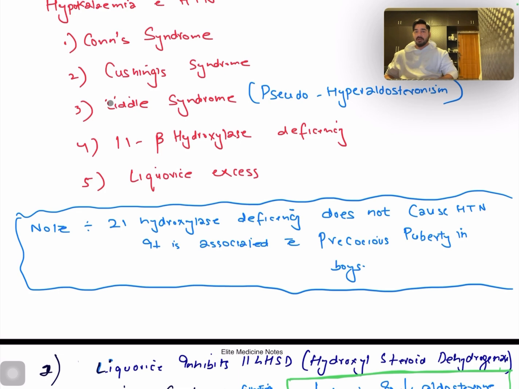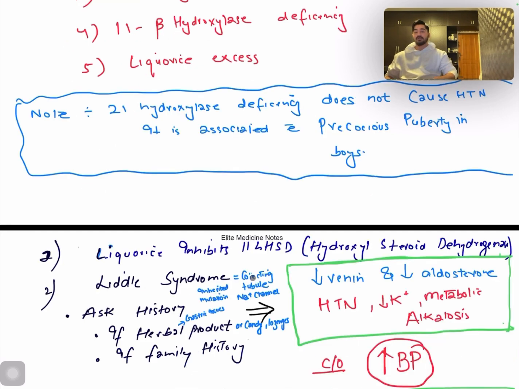Second thing, we should be aware of Liddle syndrome. What happens in Liddle syndrome is there is an inherited mutation of the collecting tubule sodium channel, so there will be increased sodium reabsorption, but there will be no increase in the aldosterone. So this isolated increased sodium reabsorption we can differentiate because there is decreased aldosterone, but in Conn syndrome there is also increased aldosterone.